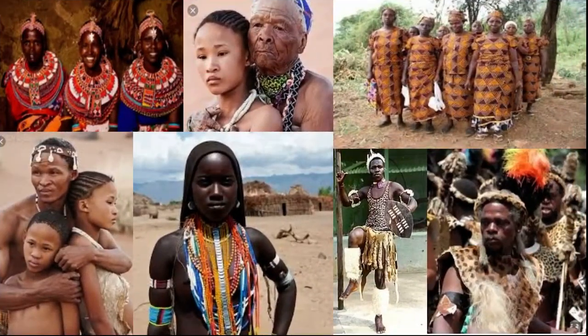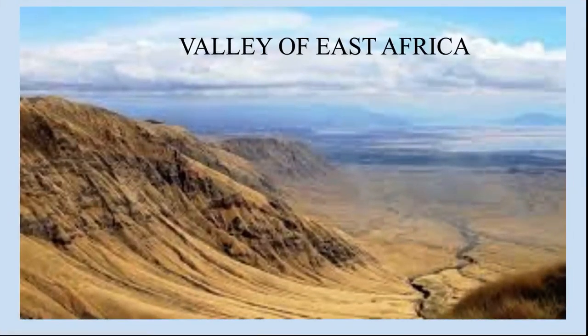There wasn't a specific leader or important person in the Bantu migrations, but rather a group of people who shared certain cultural characteristics. When the Bantu people migrated, they separated into two groups. Some went to the south and some went to the east. And this is the Valley of East Africa where half of them migrated.